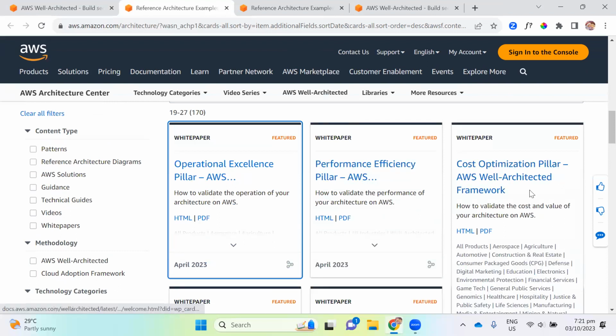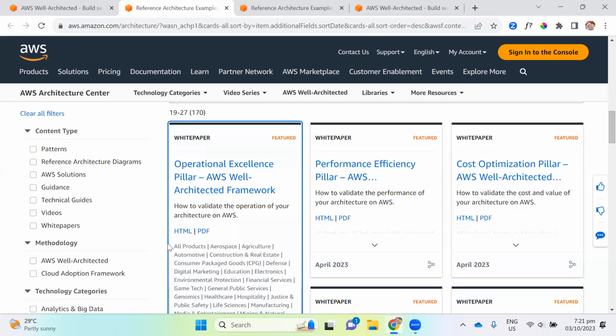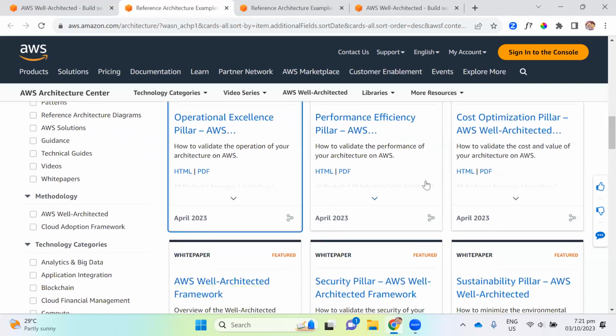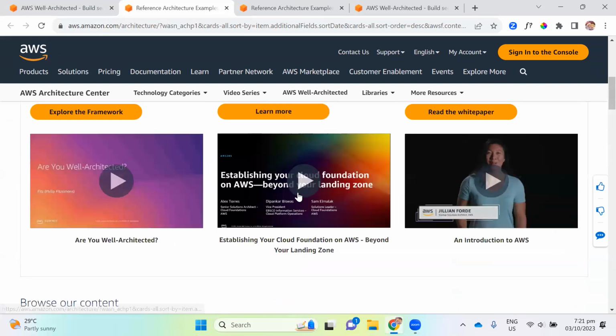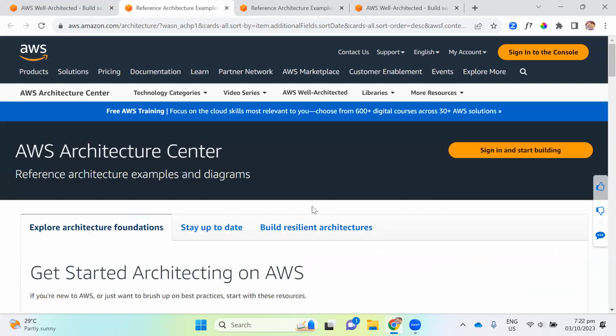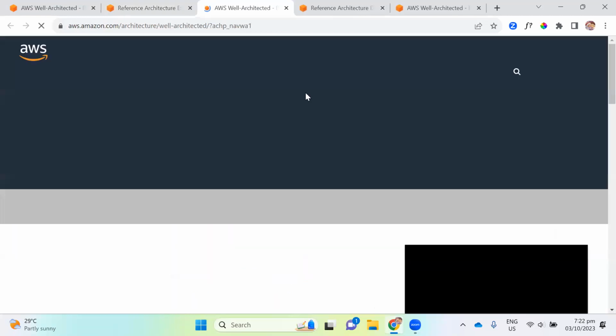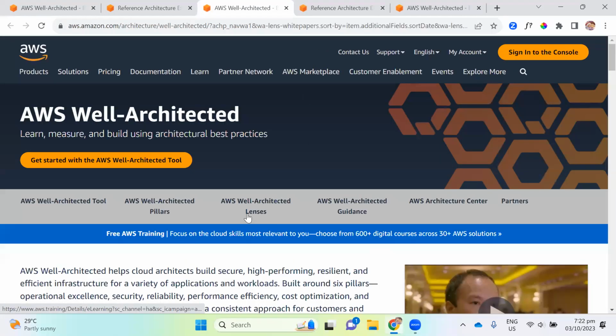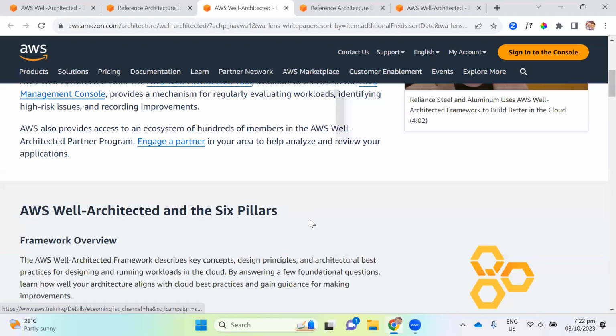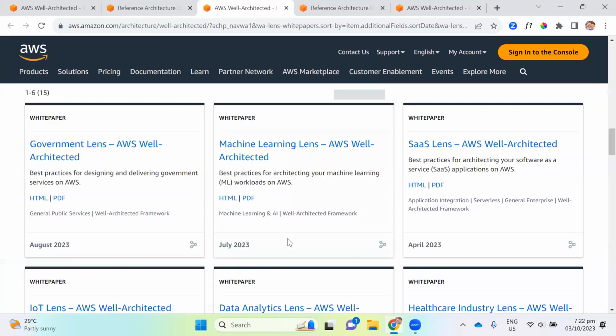For example, this is the cost optimization pillar. How do you validate the cost and how do you minimize the cost and all these things? Then you have many other things to take note of here. For example, if I go back to the Well-Architected page, I can also go to lenses where there are some white papers. If I want to deploy some machine learning things, what are the best practices?